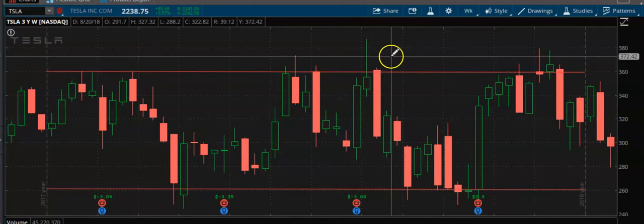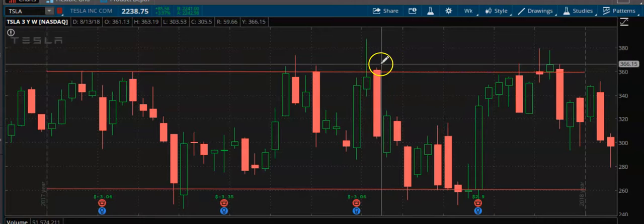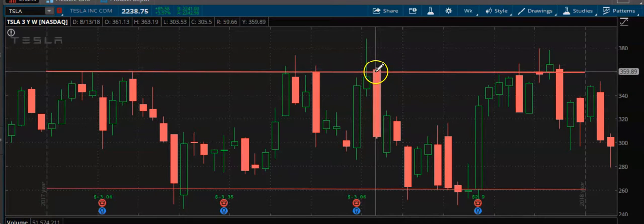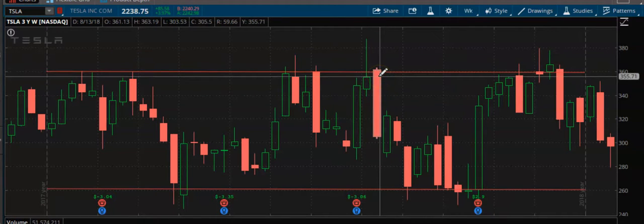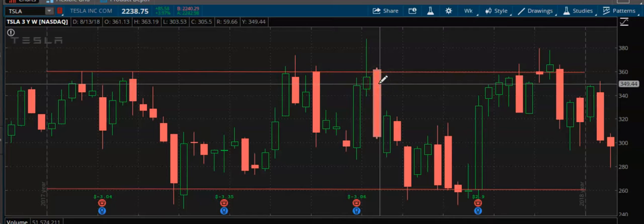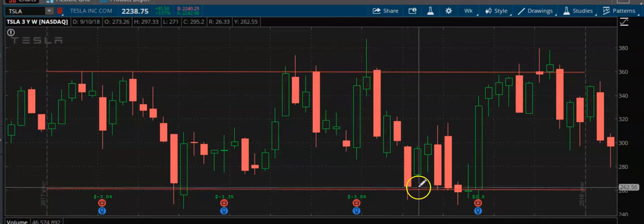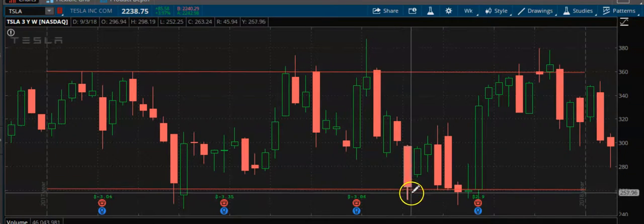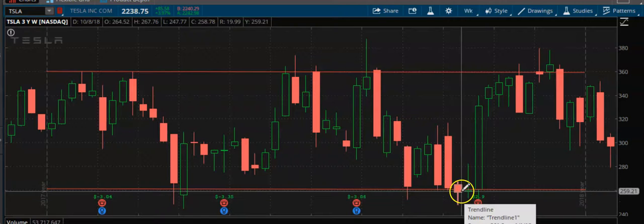We call those false breakouts, where it breaks the ceiling very quickly for a very short window of time, and then it comes back below the ceiling. So it doesn't stay north of the ceiling. Same thing when we break the floor. You can see it broke down a little bit quickly, but it came back up to that floor again.